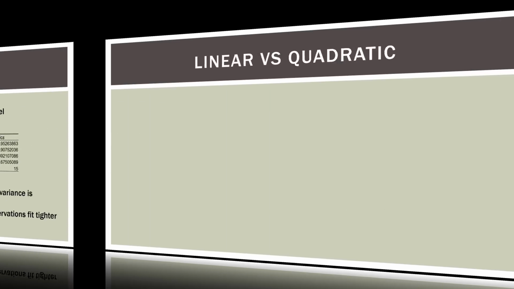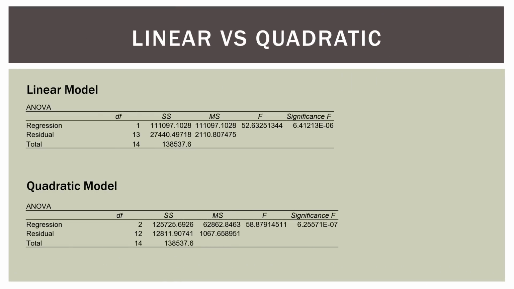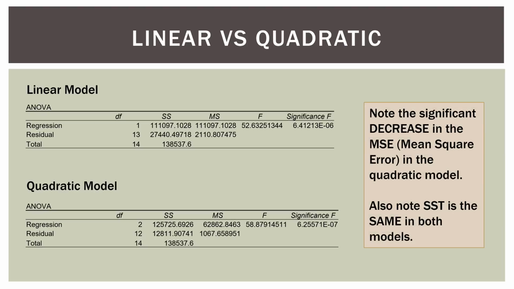So how about the ANOVA tables? Again, a couple of things to notice. The total sum of squares is the same, but how it is partitioned is different. You can see that the residual sum of squares in the linear model was 2100 or so, and in the quadratic model, it's under 1100. So it's about half what it was in the linear model. That's very important. We're trying to reduce the error in our model by having a model that fits the data better, and here you can see evidence of that in the output. Note the significant decrease in the MSE in the quadratic model. Also note the SST is the same in both models.